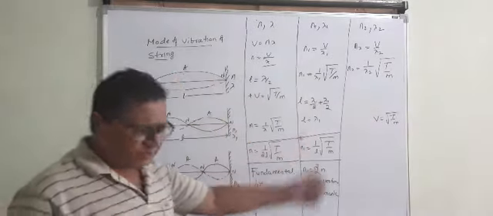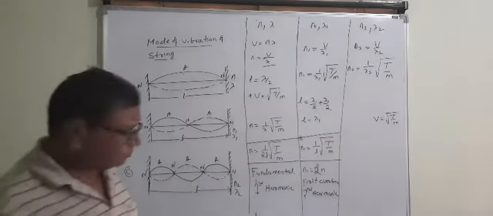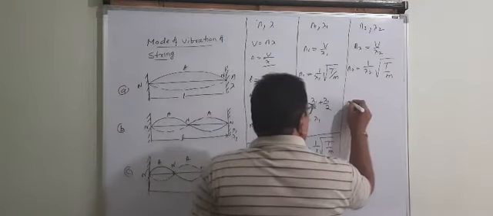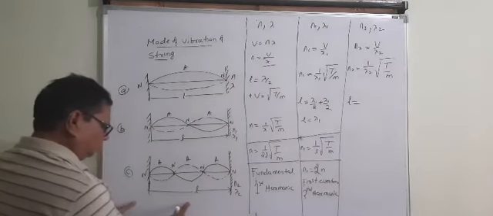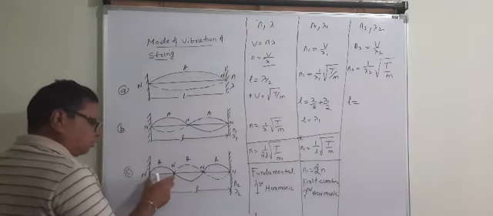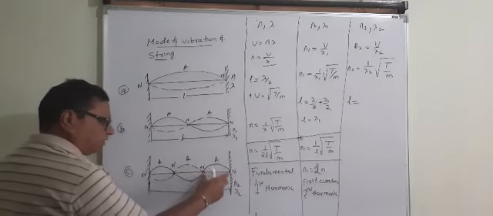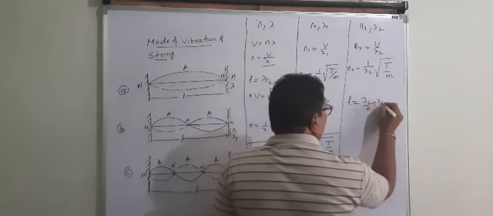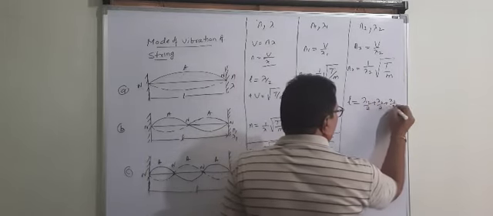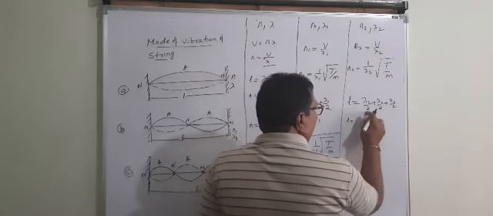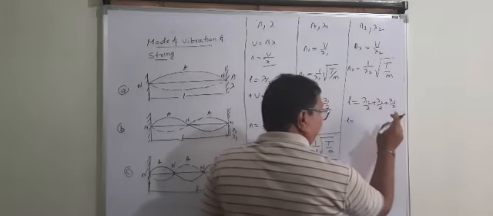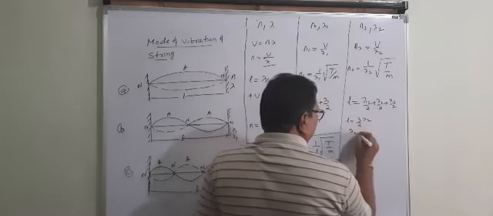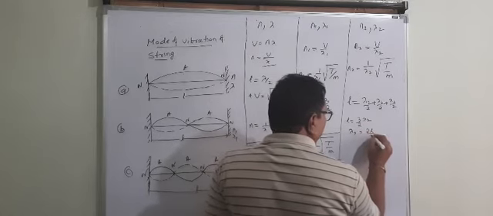There is no need to state once again, as we know, v is equal to under root T by m. But from figure C, length of string small l. Distance between two successive nodes is lambda by 2. That is lambda 2 by 2 plus lambda 2 by 2 plus lambda 2 by 2. Or L is equal to half plus half is 1, 1 plus half is 1.5, or 3 by 2 lambda 2. Or lambda 2 is equal to 2L by 3.